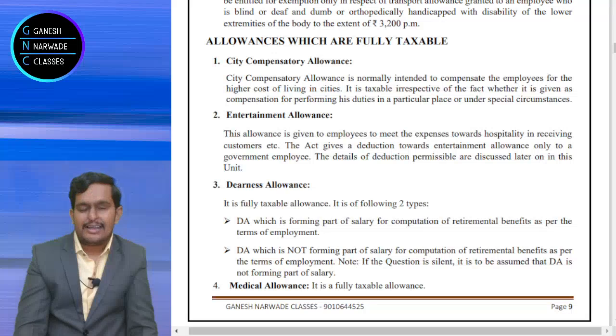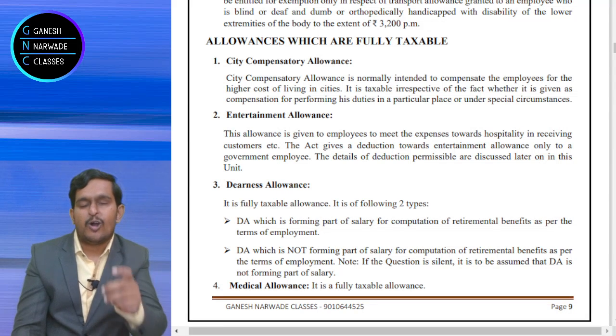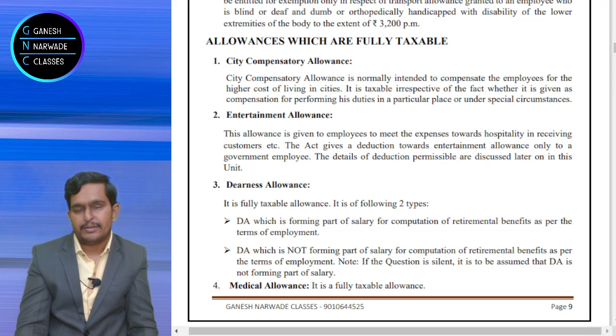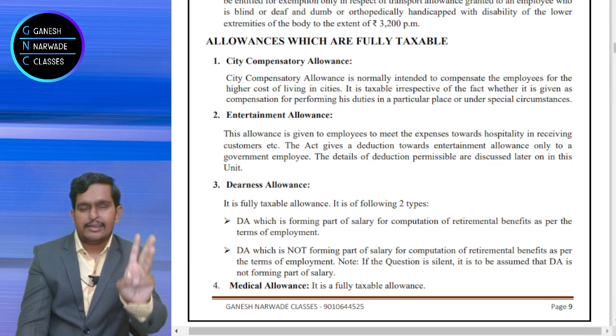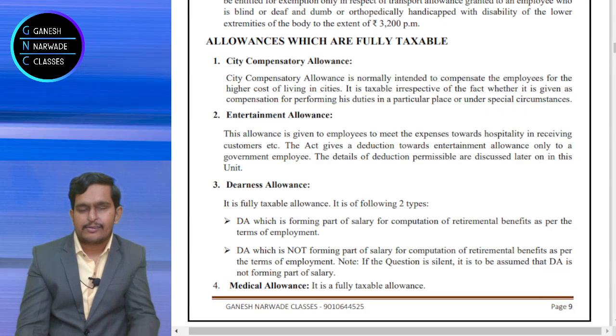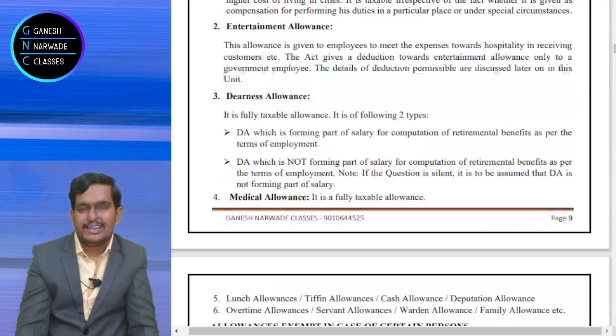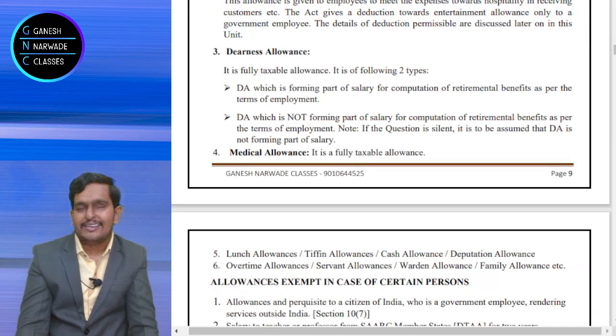But anyhow, as a matter of some rescue, employers pay you dearness allowance to meet the cost of living. It is fully taxable. Now, we understood city compensatory allowance, entertainment allowance, dearness allowance are fully taxable. Medical allowance, to pay medical bills, is fully taxable. Tiffin allowance, lunch allowance, dinner allowance, all are fully taxable.